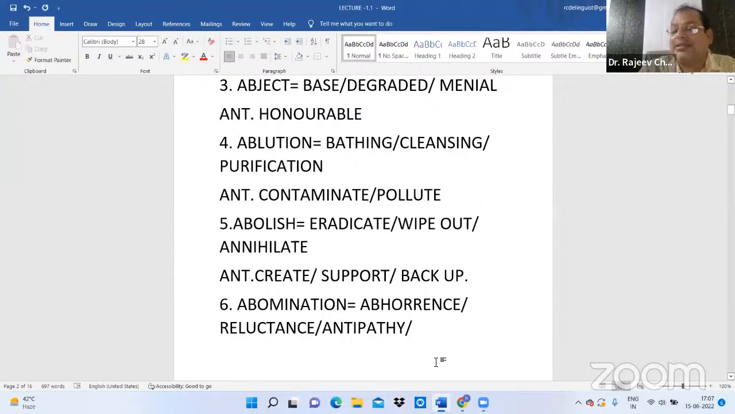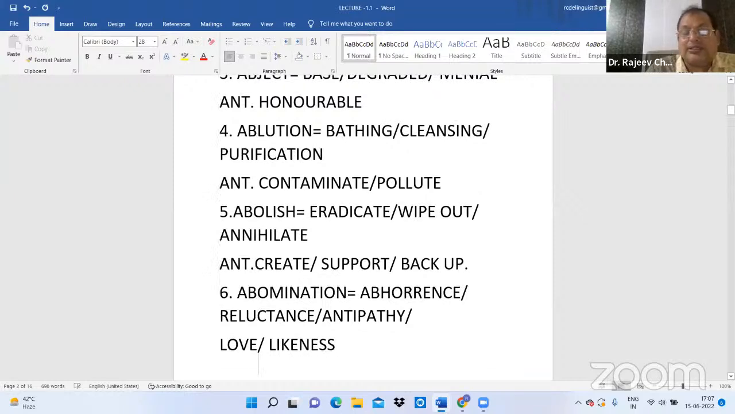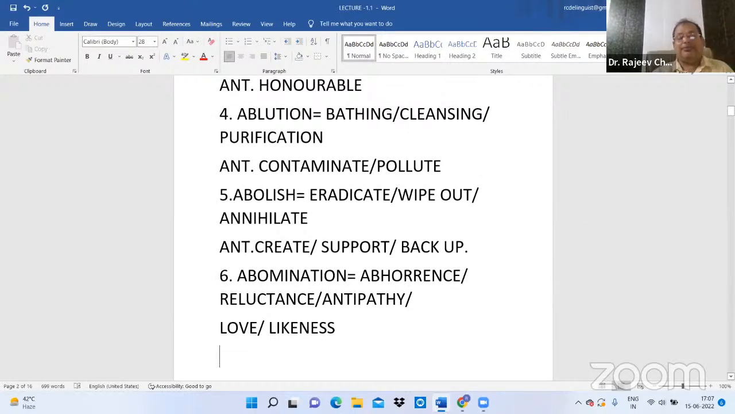The very first word and its synonyms? Yes, Shivani Vashisht. Yes, sir. Are you able to comprehend? Okay. Yes, sir. Fine. So, abomination means, and the antonym is love, likeness. Like this the words can be used. Okay.